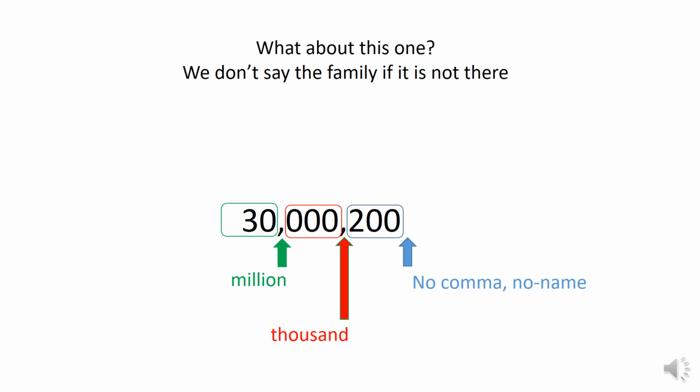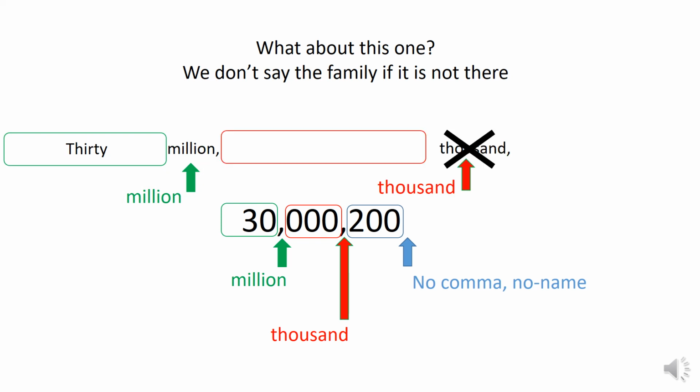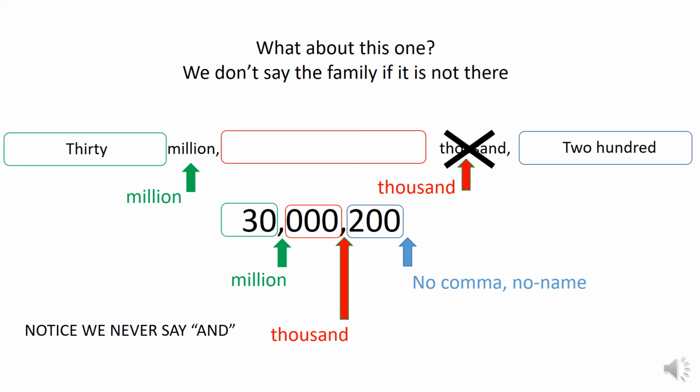What about this one? We don't say the family name if it's not there. And notice we don't have any thousands, so we're not going to say anything there. So again, starting on the left, we say the first group, 30 million, nothing in the thousands, we do not say it. The last group, 200. So the whole number is read 30,200,000. It sounds kind of strange, and if you heard that read, you would need to recognize that there is nothing to put in the thousands group. And again, we never said "and." 30,200,000.